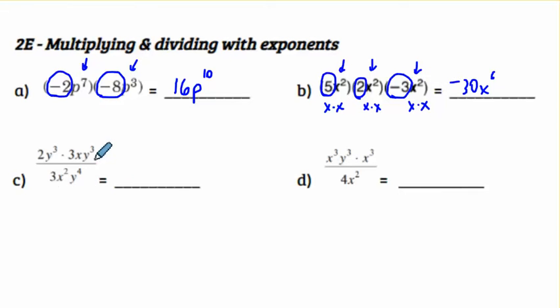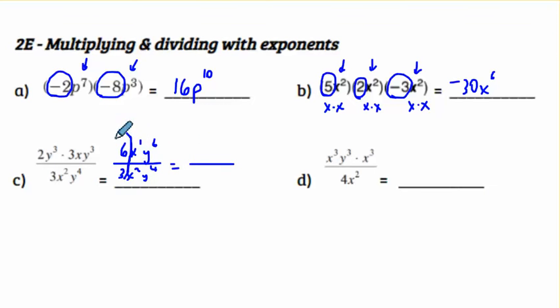We come over to C and we need to clean up the top first and then the bottom, and then we can simplify. So 2 times 3 is going to be 6 as my coefficient, and x is by itself, so that's x to the 1st power, and y to the 3rd times y to the 3rd is y to the 6th. And then on the bottom we have 3x to the 2nd, y to the 4th. Okay, so now we're going to clean these up.